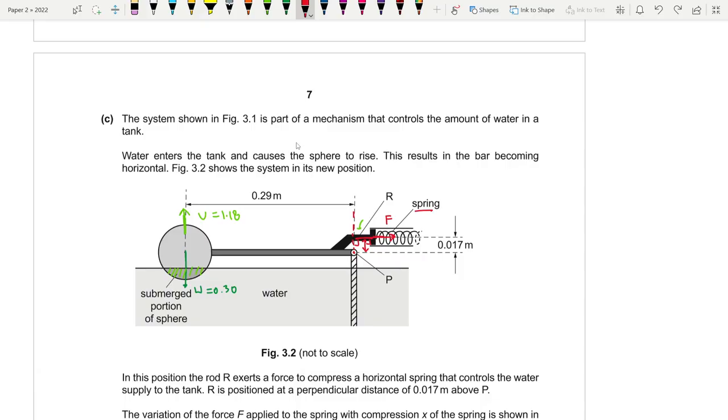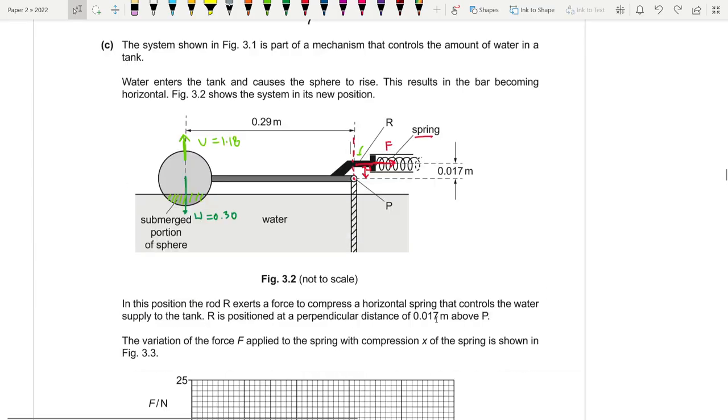Because if you think of it this way, if you apply a force like this, it will rotate like this. This is clockwise. Anyway, whatever. Basically, since the value of upthrust is greater, this force needs to support the weight, right?